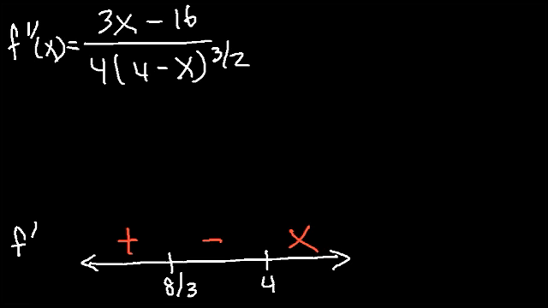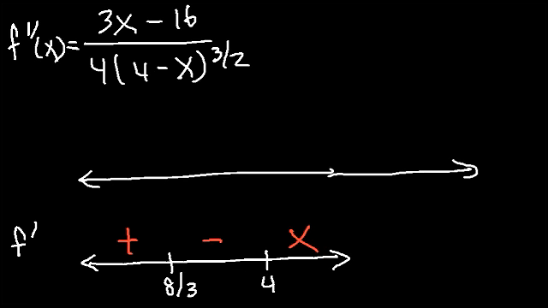So let's create a new number line. The points of interest are 4, and 16 over 3. 16 over 3 is about 5.33. And notice that there's nothing beyond 4. It's undefined past 4. If we plug in 5.3, 4 minus 5.3 is going to be a negative number, and we can't have a negative number inside a square root.